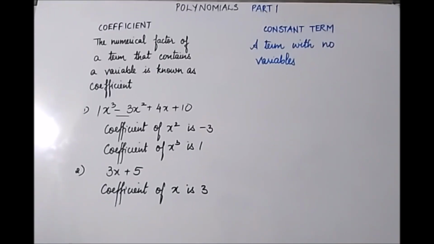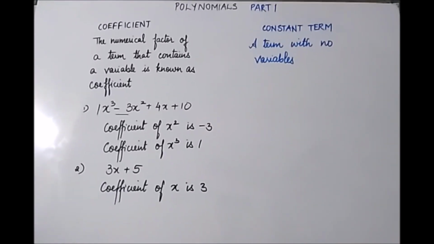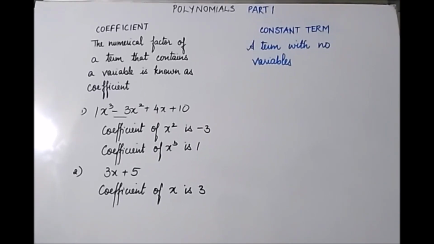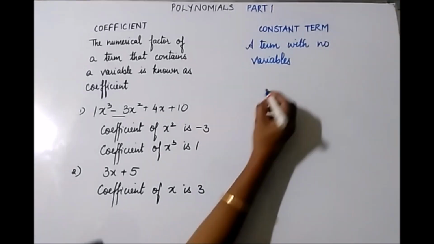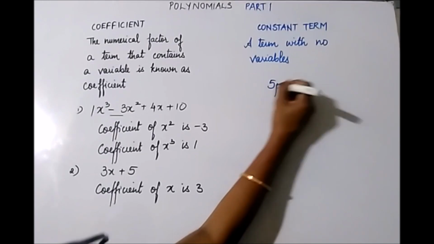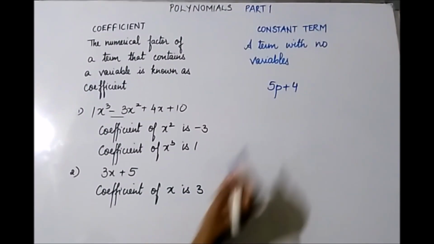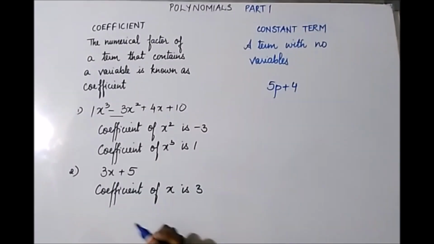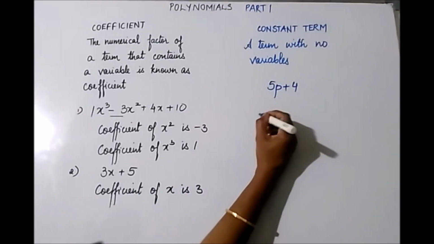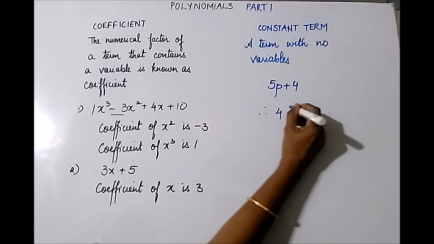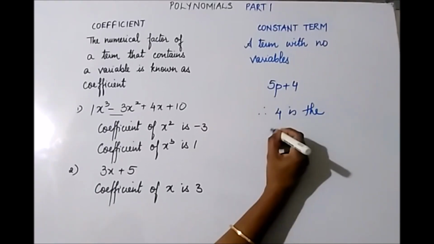Next we have to learn what is constant term. A term with no variable is known as constant term. If I take an algebraic expression 5p plus 4, here we have got two terms. The first term contains a variable p, but the second term does not contain a variable p. Therefore, 4 is the constant term.